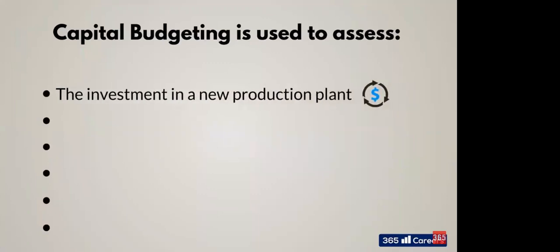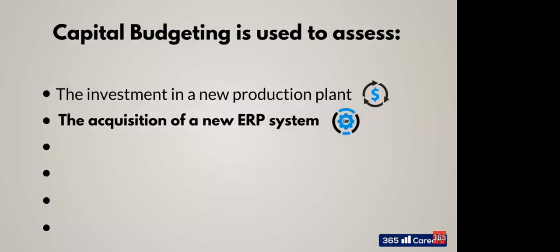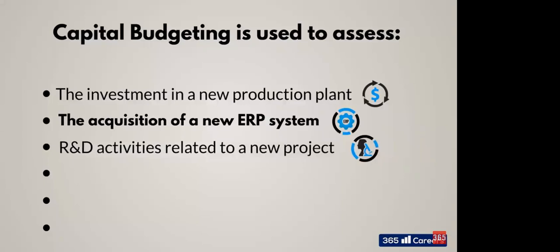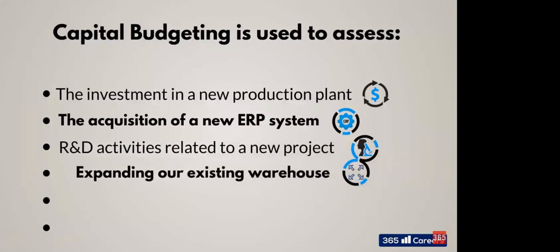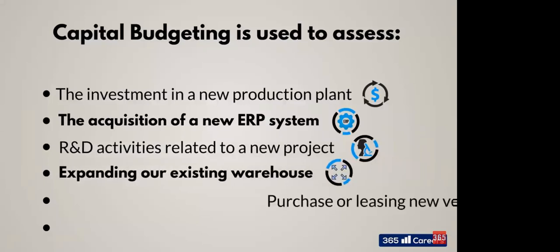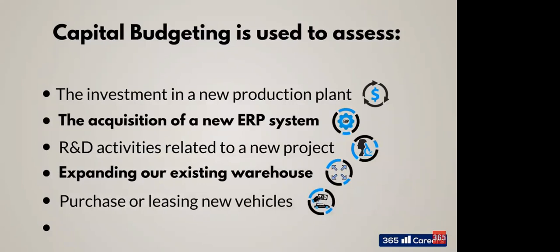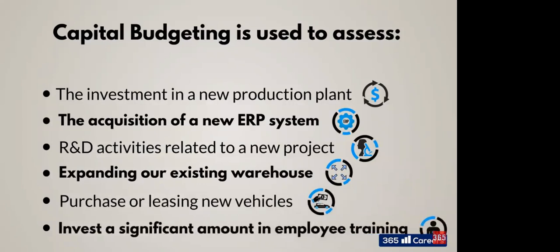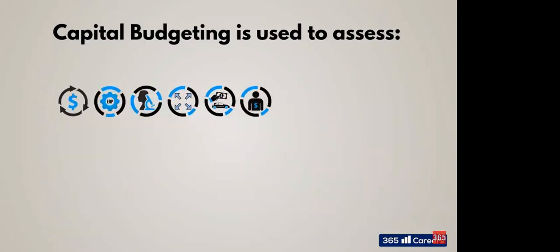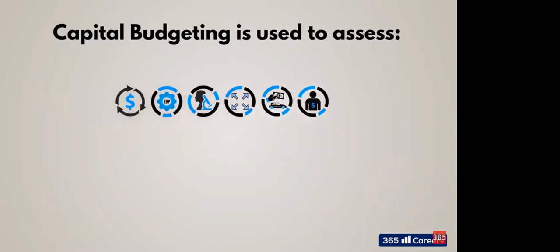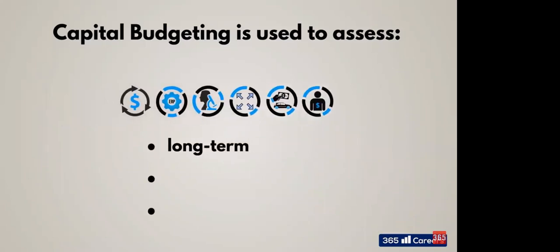We will typically use capital budgeting techniques when assessing the investment in a new production plant, the acquisition of a new ERP system, R&D activities related to a new project, expanding our existing warehouse, purchase or leasing new vehicles, invest a significant amount in employee training, and so on. These projects differ greatly from each other, but have a few traits in common. All are long-term and represent decisions that will shape the company's success in the years to come.